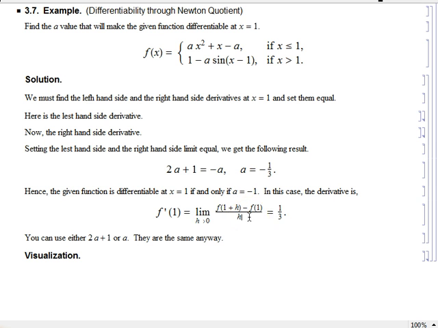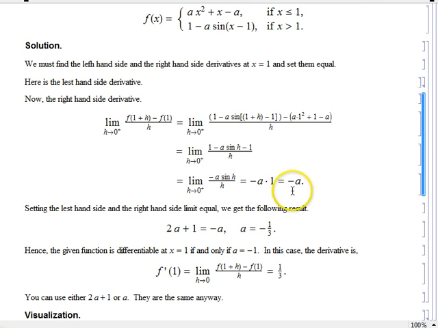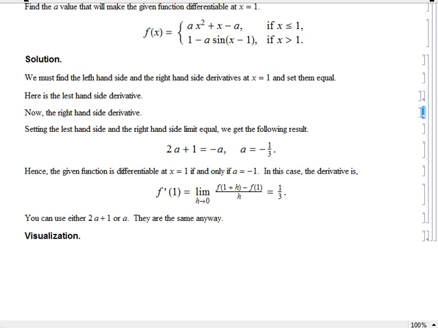But by this limit computation with this Newton quotient, we took care of that. By the way, you can plug into either the right-hand side or the left-hand side, but if you plug into the right-hand side, as I did, the derivative will turn out to be 1/3. If you plug into the left-hand side, it should be the same thing because we set them equal. Okay, the derivative is 1/3, and that's possible when a equals negative 1/3. And that was the conclusion.